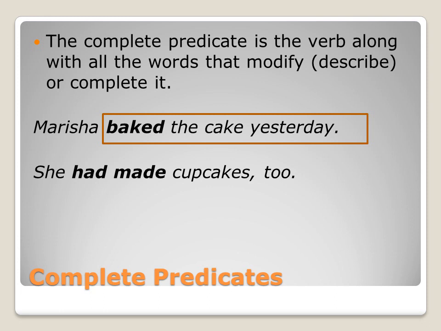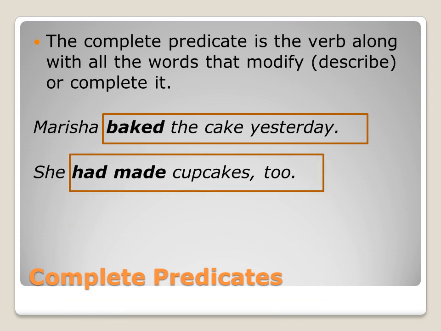The next sentence says, she had made cupcakes too. Had made would be our verb. Had made what? Cupcakes too. Cupcakes too modifies the verb made. Therefore, had made cupcakes too is our complete predicate.